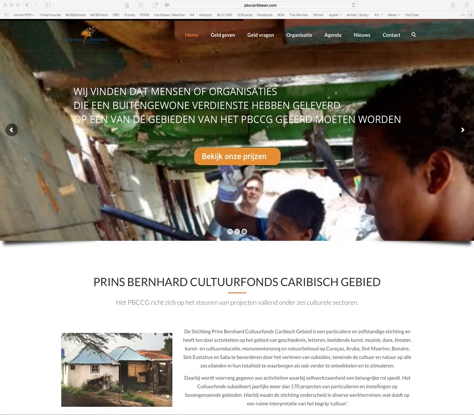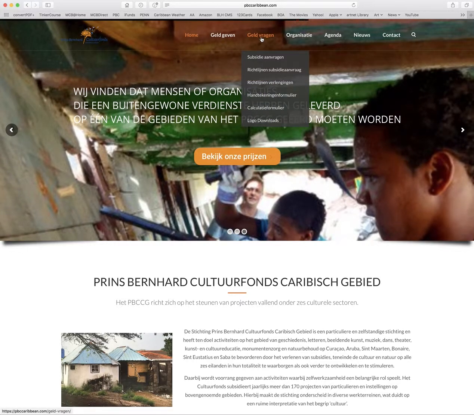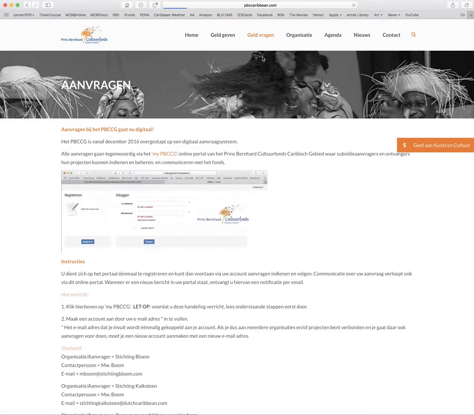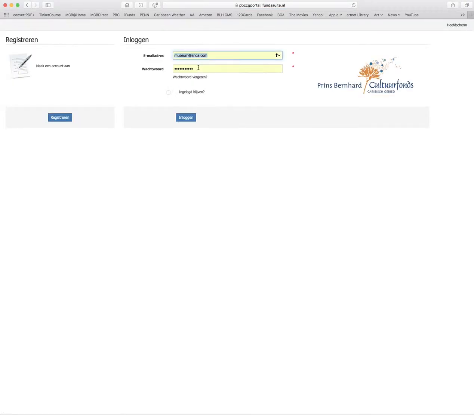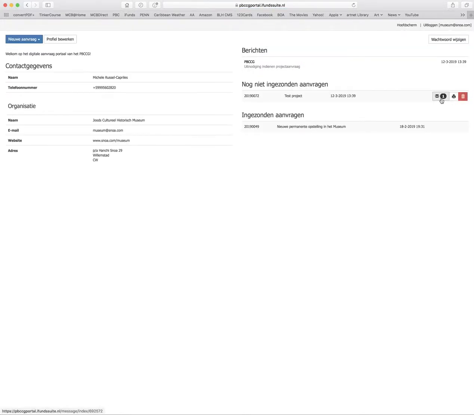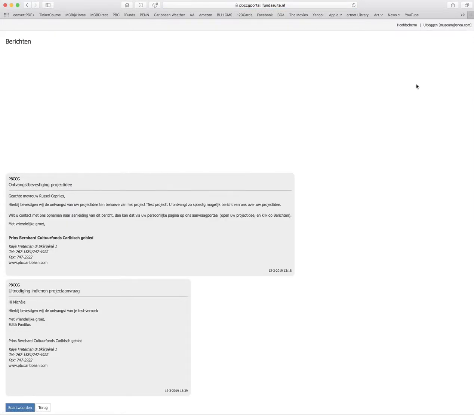3. So you have registered, you have done your vooraanvraag, the first one, and you have received an email from the PBC saying that you are good to go. So you go onto the website, go into subsidieaanvragen, go to my PBCCG, and put in your email and password, and you're good to go. See, there's your message. It says they have received it, and you can continue on.